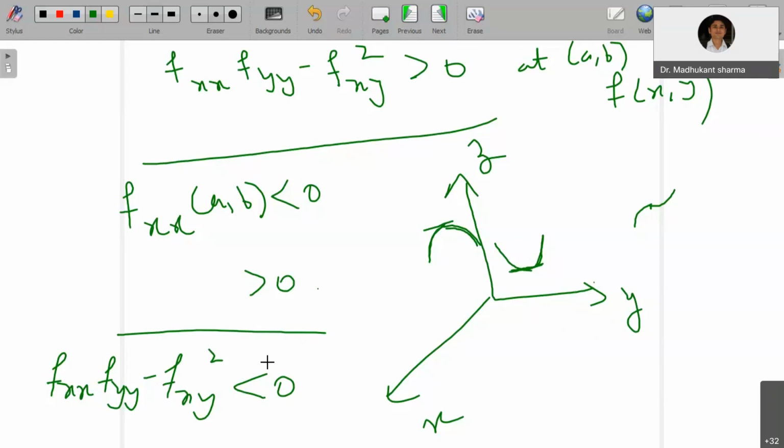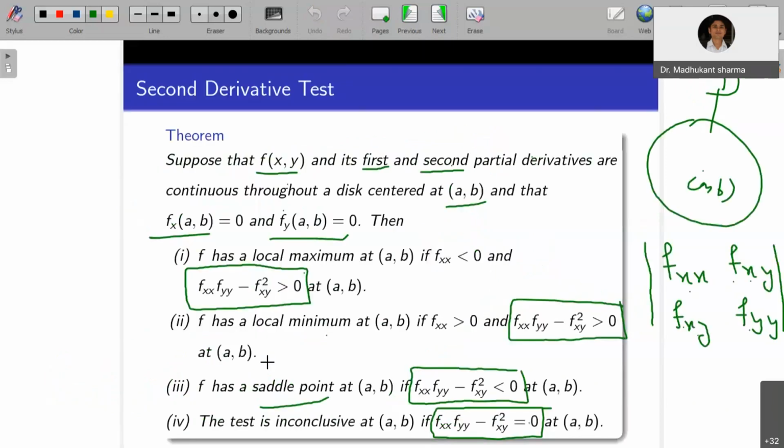So as we have mentioned, when this local maxima and local minima, let's read this complete lecture now. Okay, so f has a local maximum at (a, b) if these two things together are true. So I will now try to give you the gist of this result, and how to apply this result.